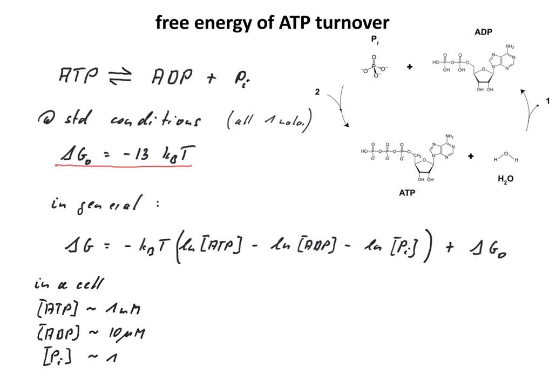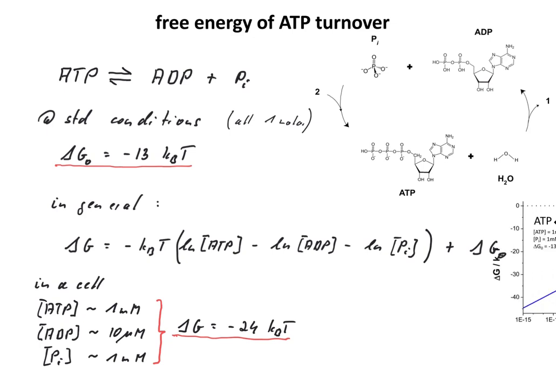By using these concentrations, filling them into the above equation, we obtain that actually the delta G available in a typical situation for a cell is not 13 kBT, but it's 24 kBT. Hence, in the cellular situation, the standard chemical potential in the ATP-ADP equilibrium is different.